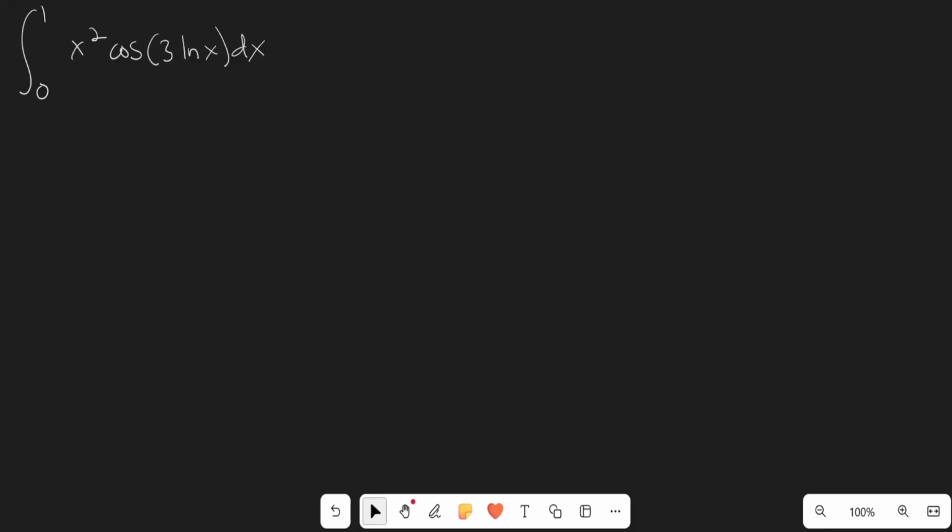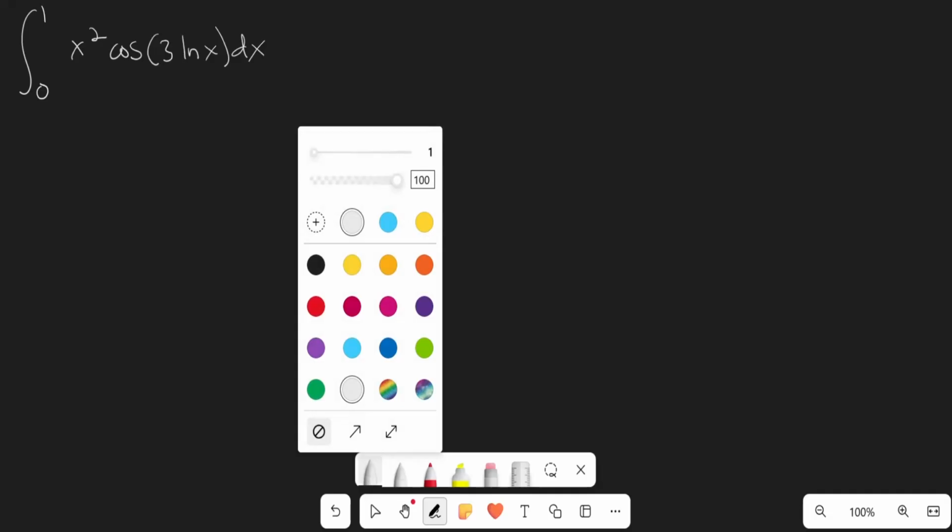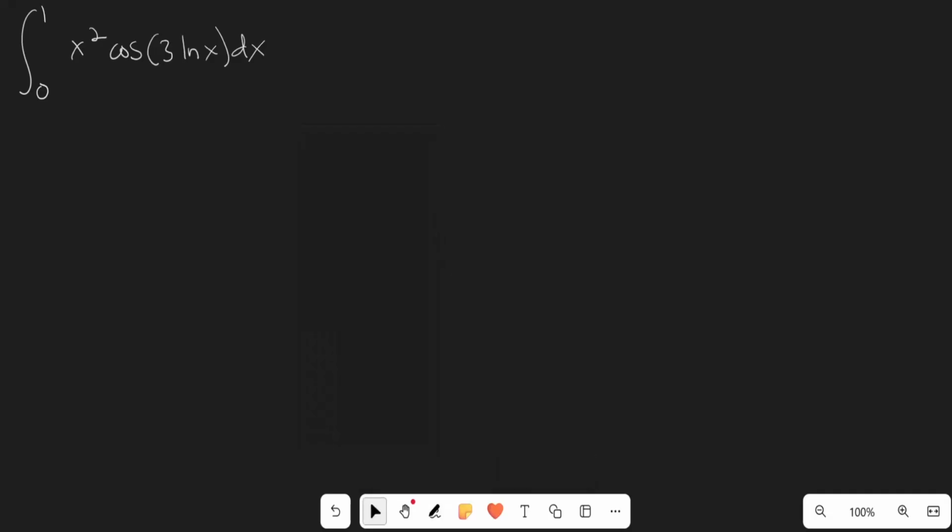So let's solve this integral. I will first start off by using an identity which is very popular. Call it the Euler's identity. So we are going to use the Euler's identity, which states that e to the i theta is equal to cosine of theta plus i sine of theta.